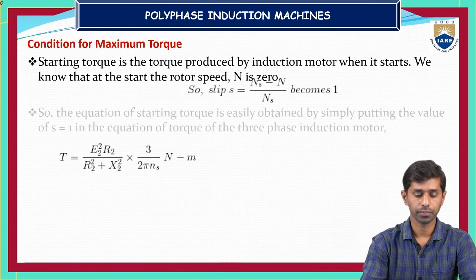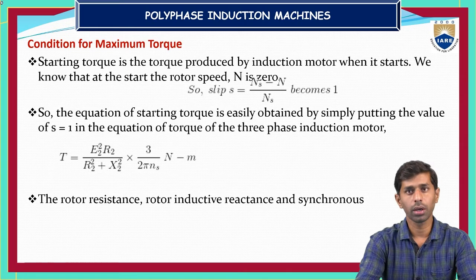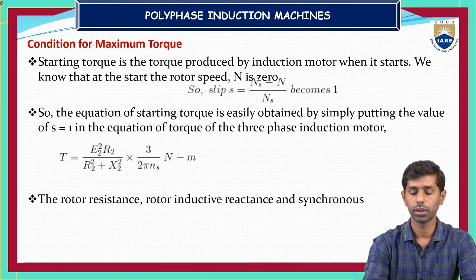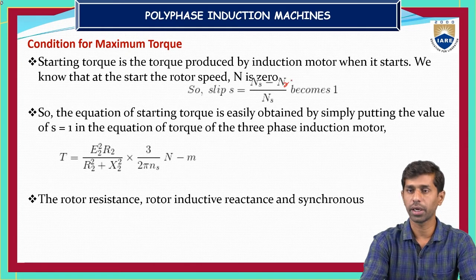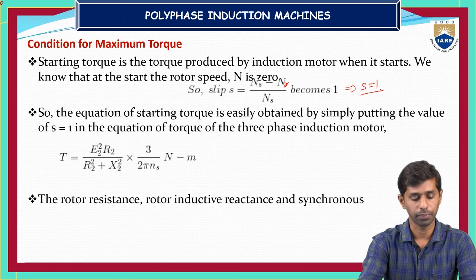Next, we'll also discuss in this video the condition for maximum torque. The starting torque is the torque produced by the induction motor when it is at the starting point. We know that the rotor speed at the time of starting is 0. So slip equals Ns minus the rotor speed, which I represent with Nr, Ns minus Nr by Ns. It becomes 1, that is, slip equals 1 at starting condition.